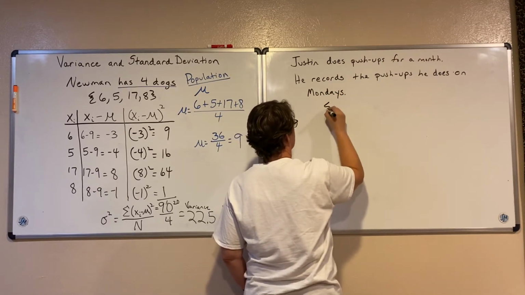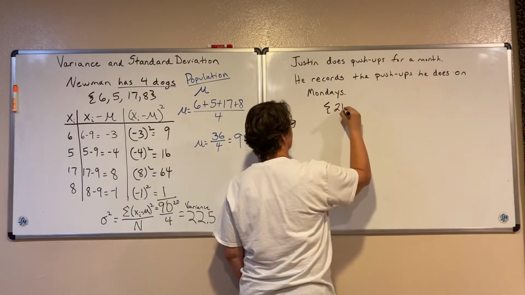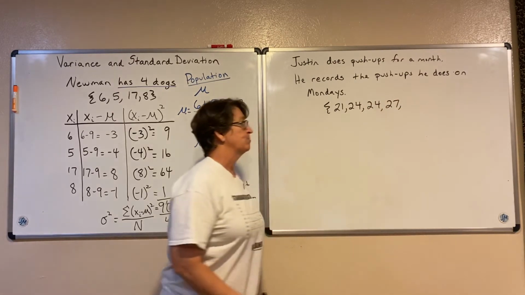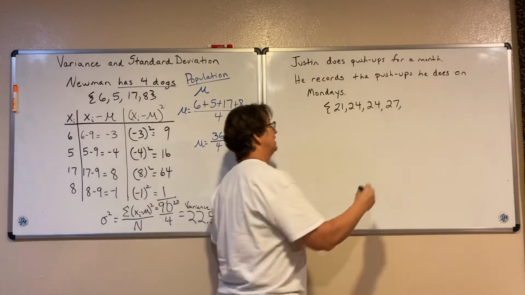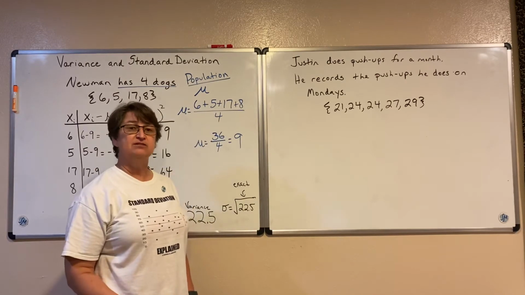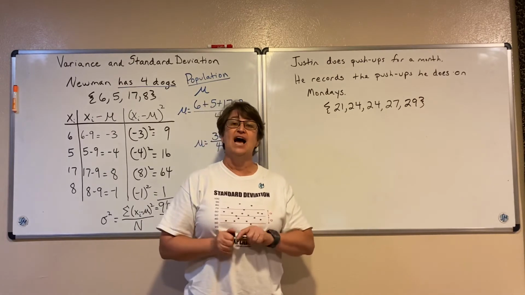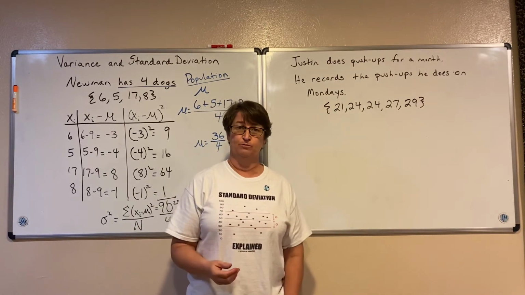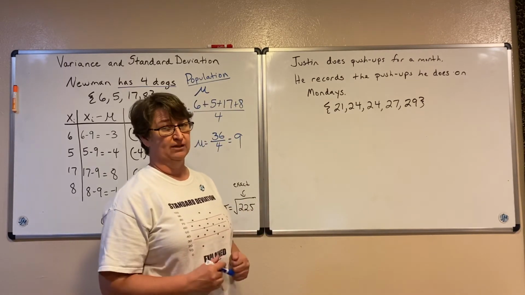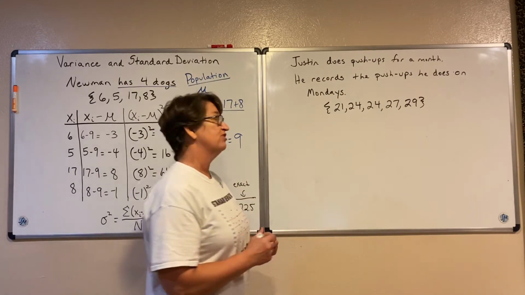And here's his data. He has 21, 24, 27, and 29 push-ups that he does on those Mondays. And we're going to find the variance and the standard deviation of this data. Now, the very first thing we do is decide, is this a population or a sample? Well, he didn't get all of his push-ups written down. He just did the ones on Mondays. So he didn't collect from all the days. He just did a part of it. So this is a sample.